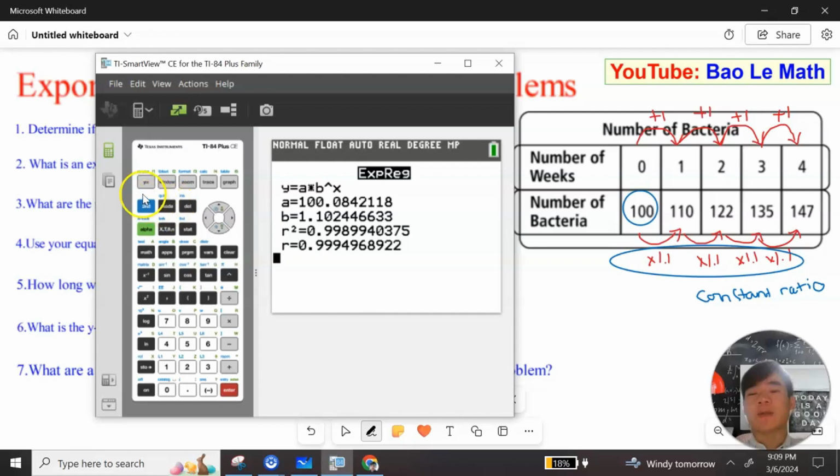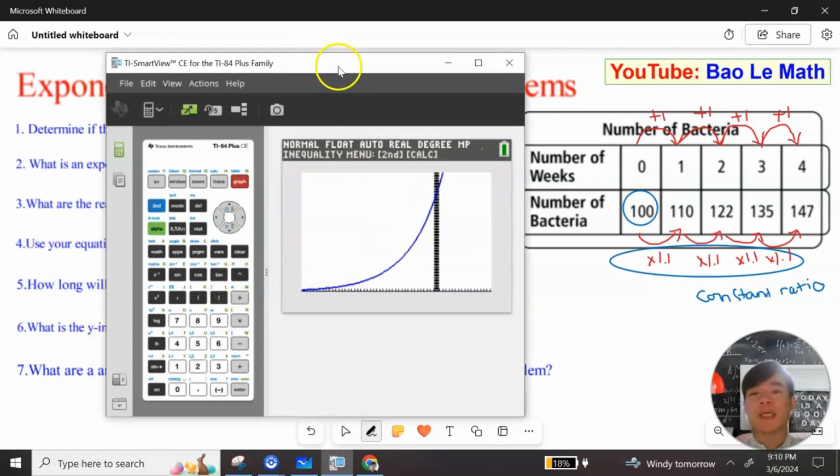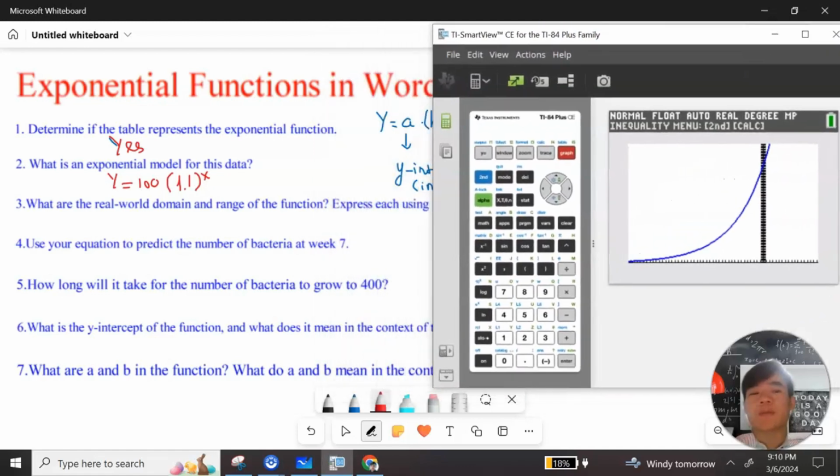Next, you hit graph, and you see this is an exponential function. So that's pretty good, right? So we leave it right here.